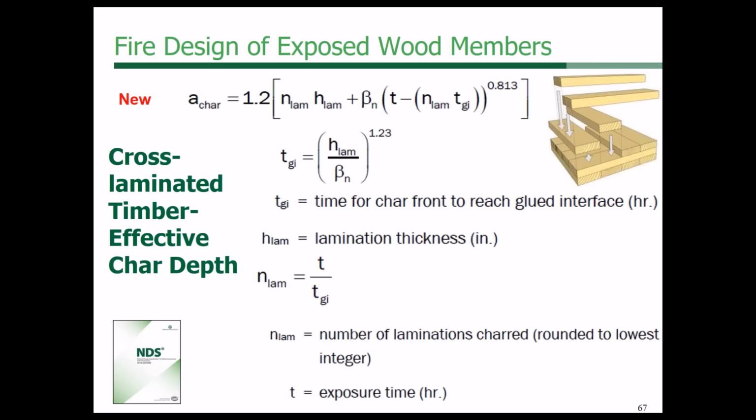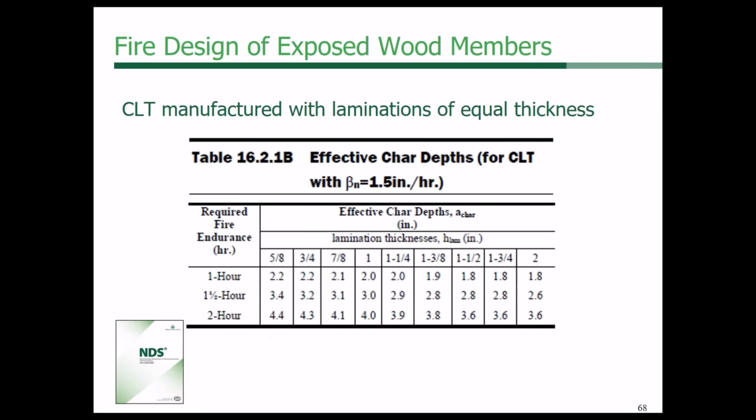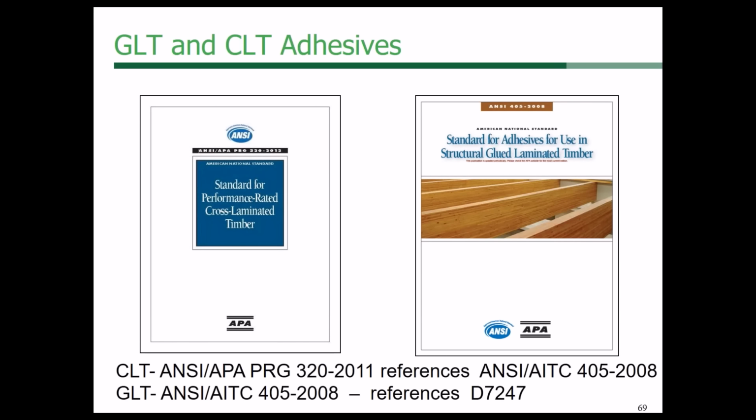One thing to note about this char thickness or depth is that it is for laminations of equal thickness. In the commentary of the NDS, if you have something other than that, there's some commentary to show how to adjust the equation for something other than equal thickness. And similar to the table in Chapter 16, this table applies only to those laminations of equal thicknesses. And I mentioned the ANSI APA PRG 320 performance specification or manufacturing specification.